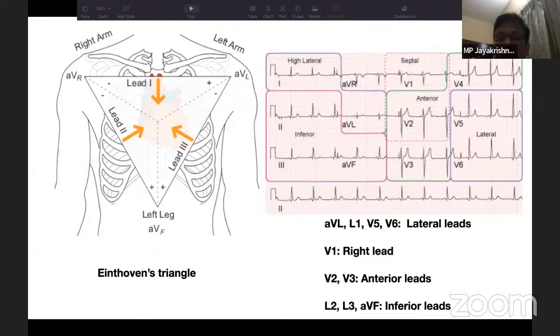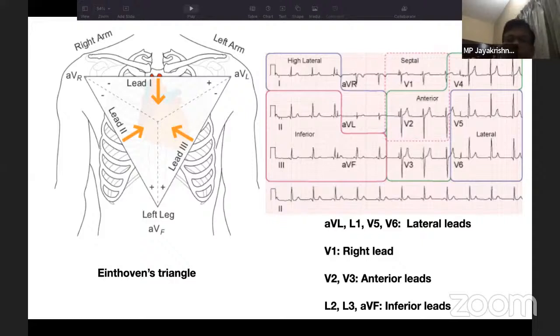So when we look at the leads, AVL, lead 1, and V5, V6, they actually correspond to the lateral aspect of the heart. That's basically the left side. These are all left-sided leads. So when we interpret the ECG, this will be useful for you. V1 is a right lead, and V2 and V3, as you know, are anterior leads. Lead 2, 3, and AVF, actually, they look to the bottom of the heart. That's the inferior leads. So these are the inferior leads.